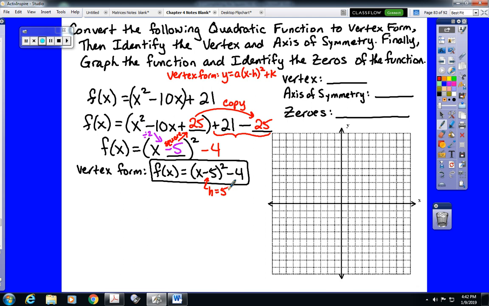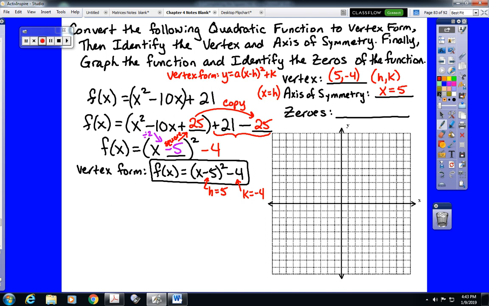The k value, on the other hand, is always exactly what is shown in the equation. So the k value, since this says -4 on the outside, would be -4. Now the reason that we need h and k is because our vertex is located at the point (h, k). So in this case that would be (5, -4). And the axis of symmetry is the line x equals h, which in this case would be the line x equals 5. So that's 2 more of our 5 answers. We fill in those blanks using h and k.